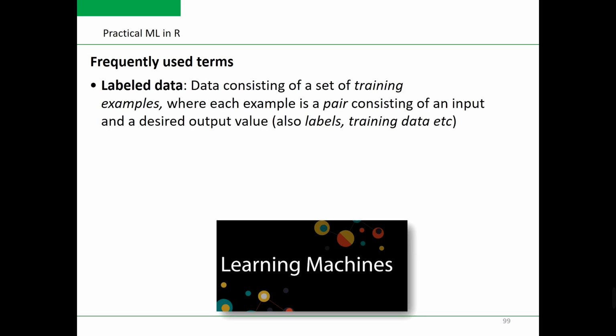Terms frequently used in this lecture, apart from those already mentioned, will be labeled data, classification, and regression. Labeled data is data consisting of a set of training examples, where each example is a pair consisting of an input and desired output value, also called the supervisory signal, labels, and so on.